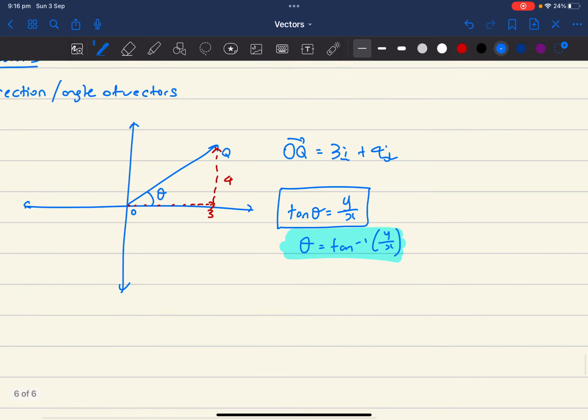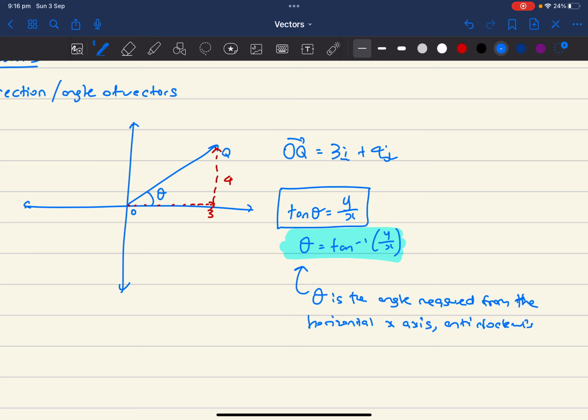I should also mention that this theta is the angle measured from the horizontal x-axis and then read anti-clockwise, right?